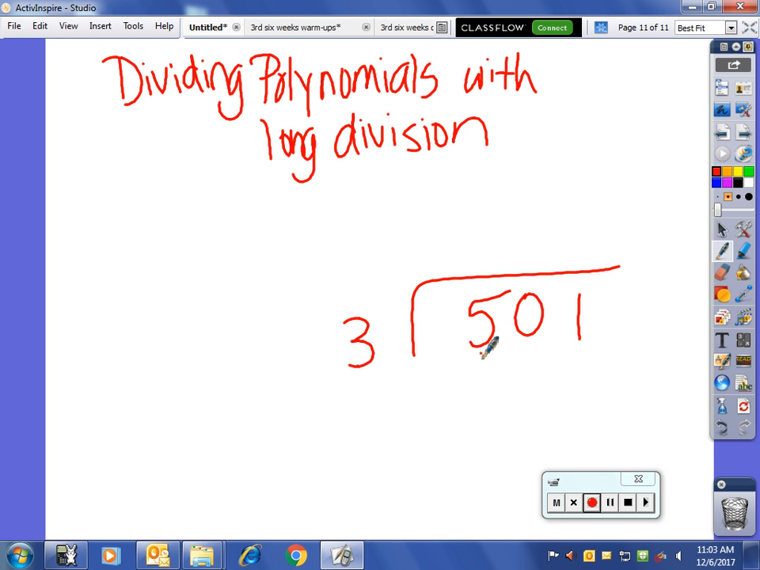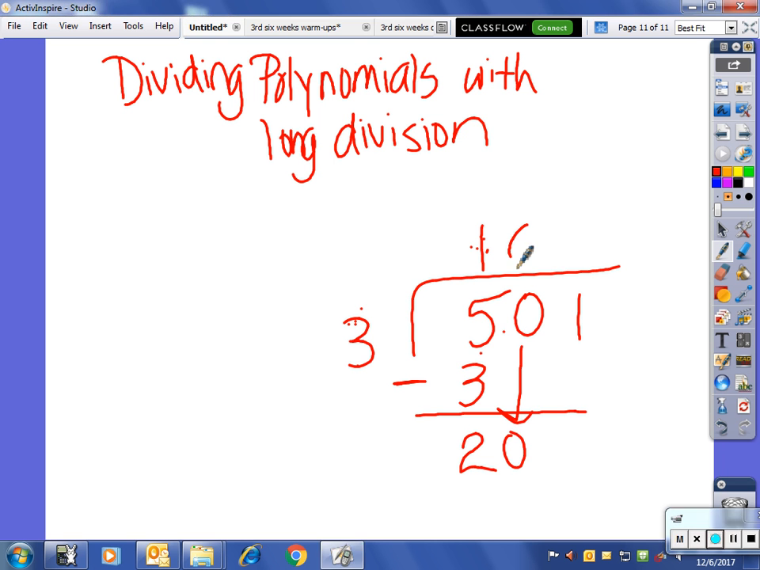Let's just review how we do long division. How many times does 3 go into 5? Once. Now, what do I do here? I multiply. So I'm doing a division problem. Do I have to multiply? Yes. 1 times 3 is 3. Now what do I do? Subtract. 5 minus 3 is 2. What do I do next? Bring down the next number. So keep in mind what we just did. We multiplied, we subtracted, we brought down.